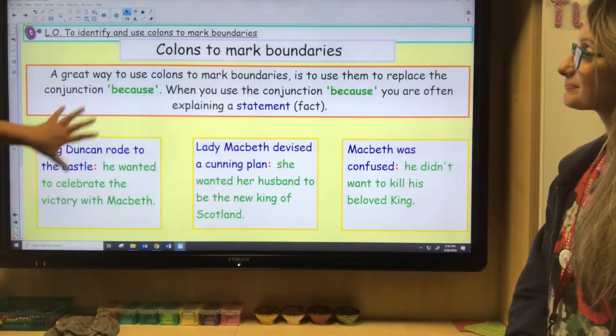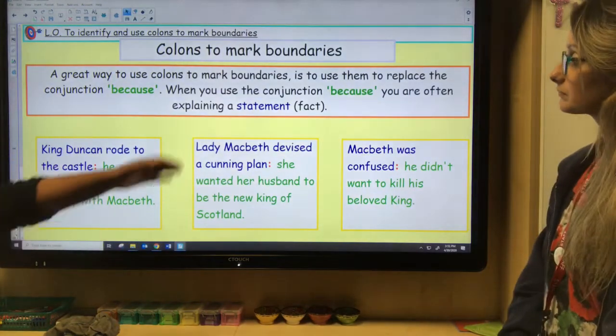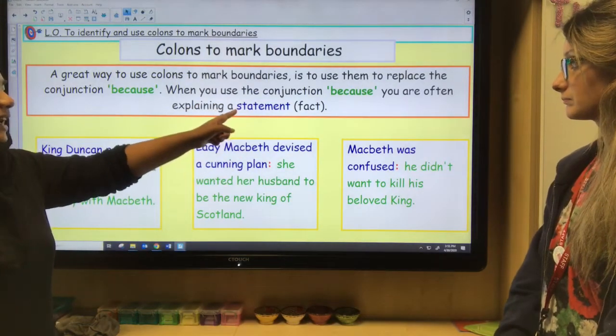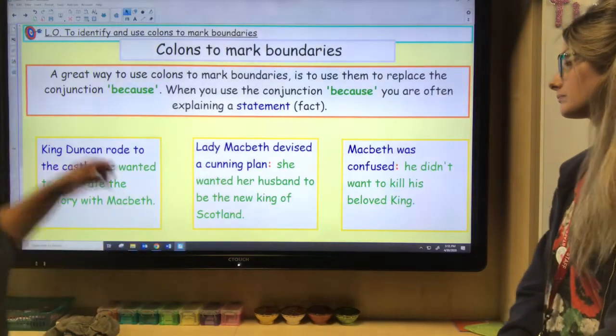Right, because we can. Let's move on. So hopefully you understand that, and that's quite a straightforward concept to understand. So remember, you use the colon to explain a statement, and it often replaces the conjunction because.